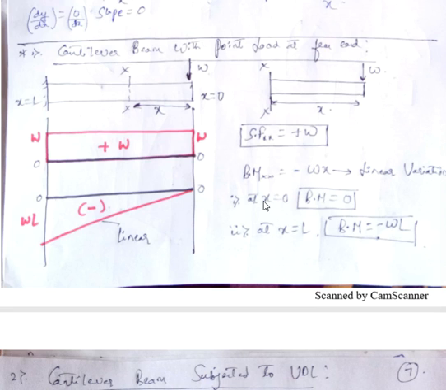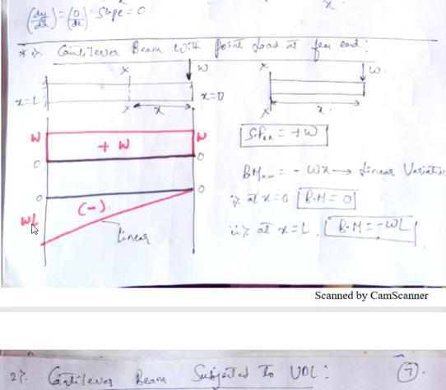Then how is it going to vary? For that, we are going to put x equal to 0. X equal to 0 is this end. When I put x equal to 0 in this equation, bending moment will become 0. So at this point, bending moment is 0. After that, in this equation, put x equal to L. This is nothing but the left end of the beam. When I put x equal to L, the equation becomes bending moment is equal to minus W into L. So bending moment at this end is minus W into L.